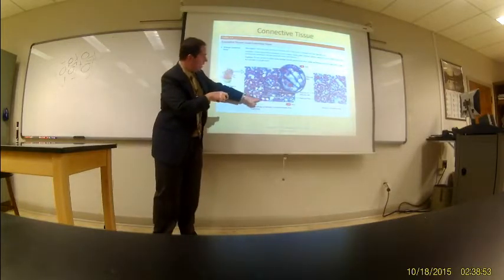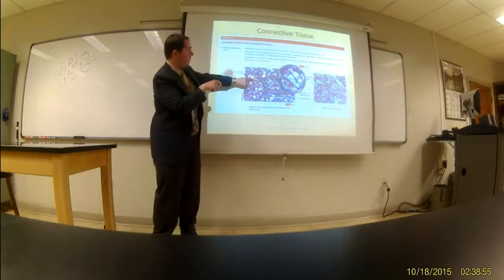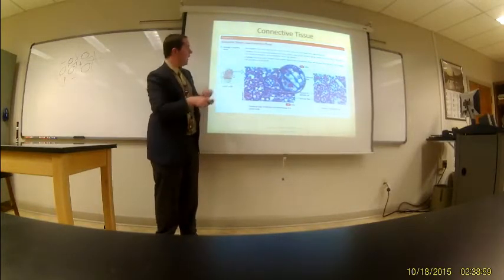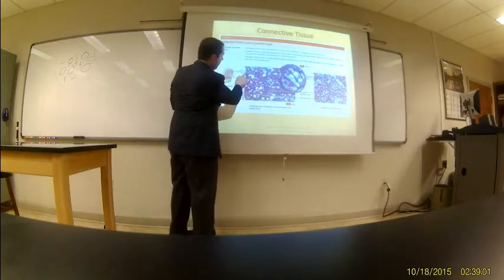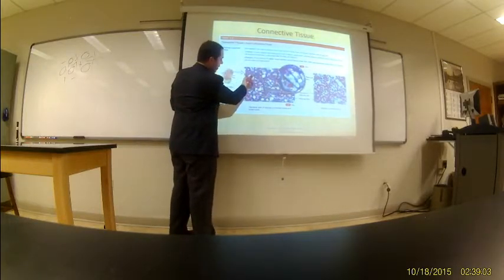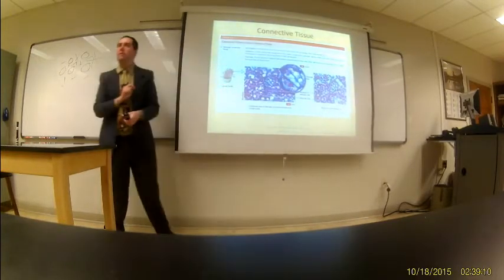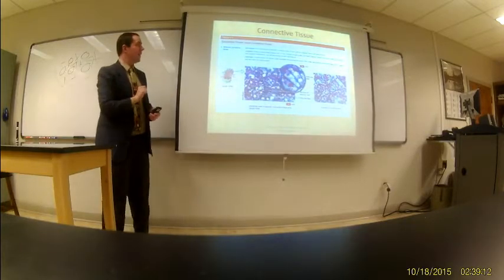I see a lot of white. Oh. Here. And so the red are the nuclei, but if you're close enough to see, that's a cell, and that's a cell, and that's a cell. That's not a cell. All this white, that's just empty space. So it's a loose connective tissue.